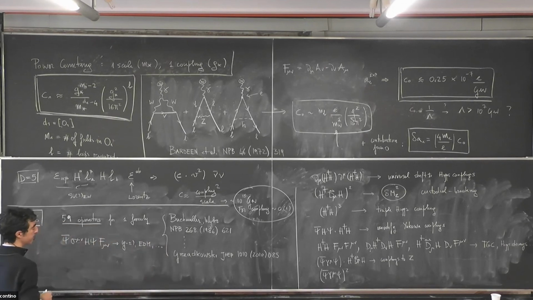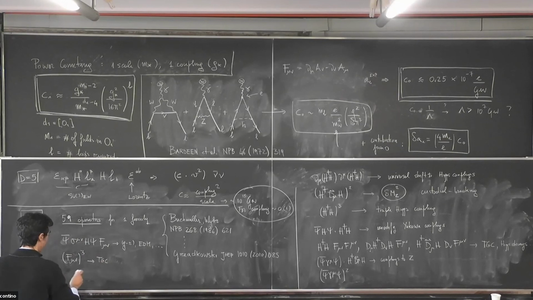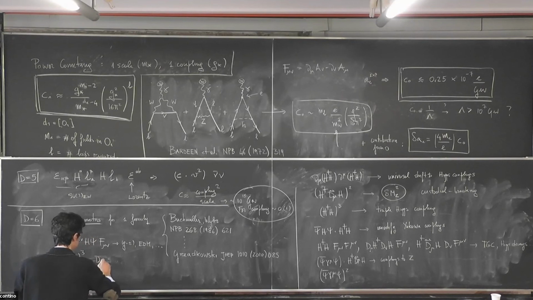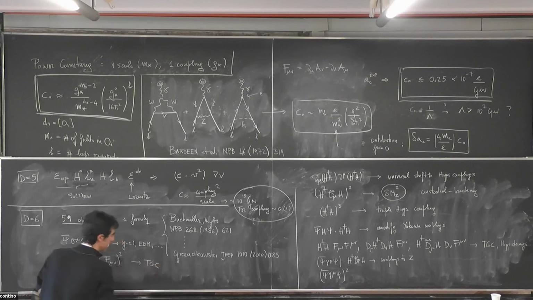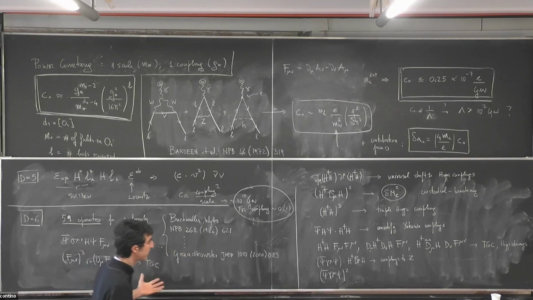And what else? There are operators which involve only the gauge fields, for example, F mu nu cubed. This is also measured through triple gauge coupling experiments. Or, for example, operators of this form, so that there is a D mu F mu nu squared. Okay. I think I've said all the operators. So you see that the list is long, okay? There is a host of operators.